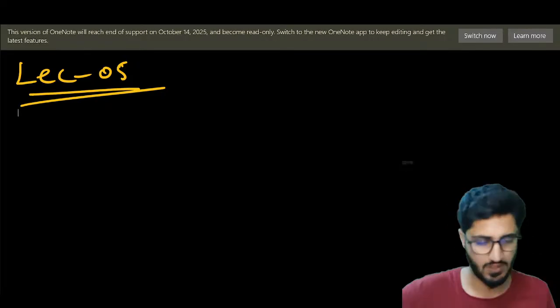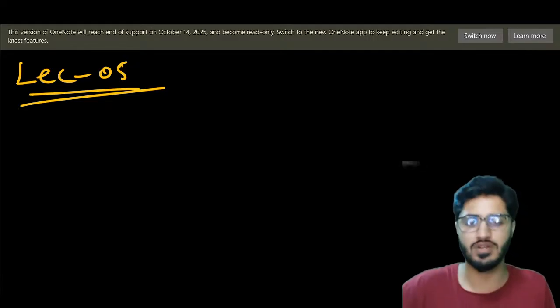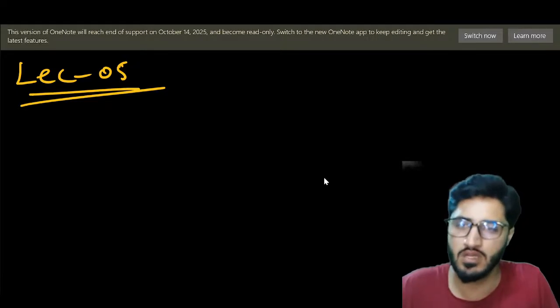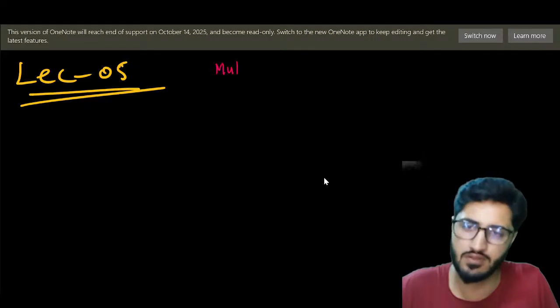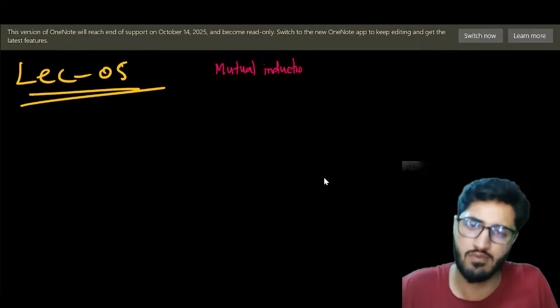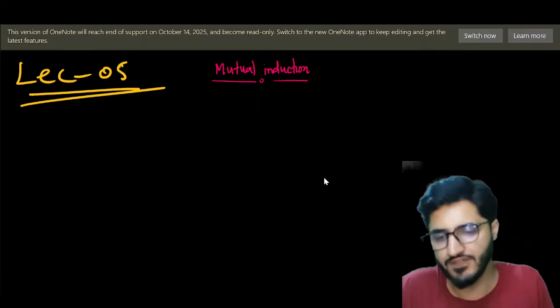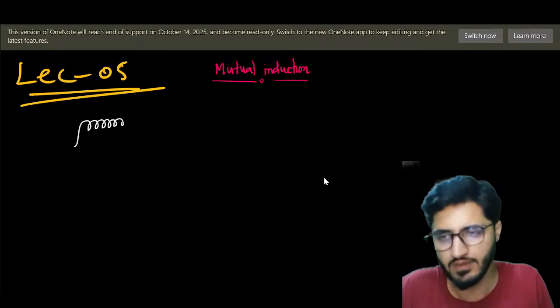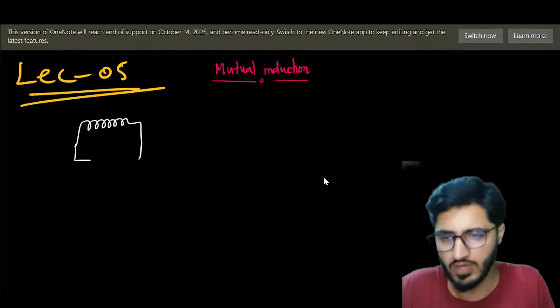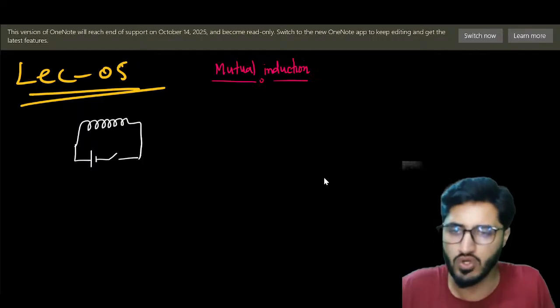So let us start the new topic known as mutual induction. What is mutual induction? Suppose we have a circuit like this, one coil with a battery, and one more coil which is closer to this coil.